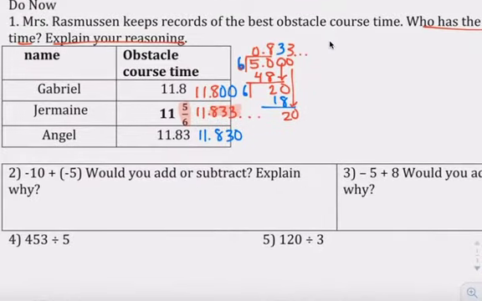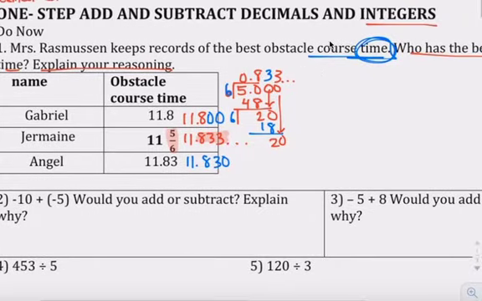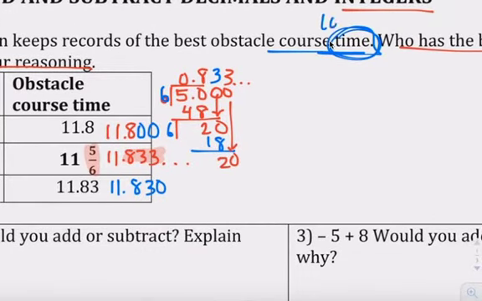Who has the best obstacle time? Time, remember, the lower the time, the faster. The higher the time, the slower you are. Let's say the mile. A 10-minute mile is slower than a 7-minute mile. So the lower the time, the faster. This is an obstacle course. So the fastest person is the lowest.